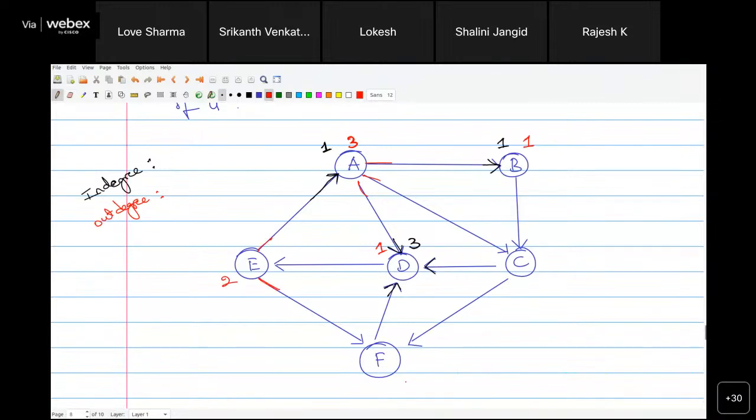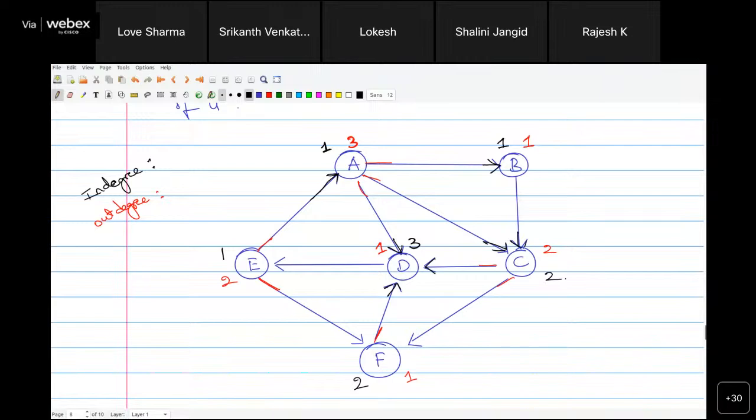Out degree of F? 1. Only one edge. Out degree of C? 2. 2 edges. So similarly, in degree of E? 1. F? 2. And C? 2. A? 2. So this and this.